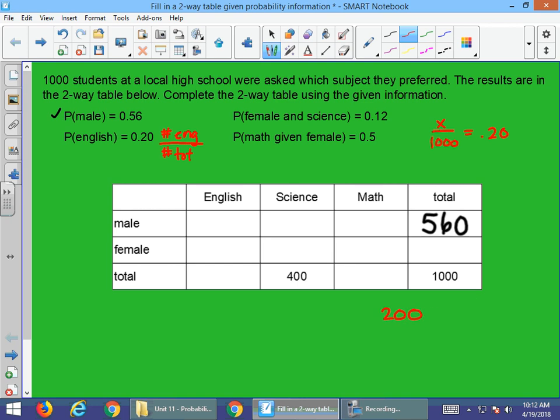So I'm coming down here to the total. With the column of English, total English is 200. So that one is found.